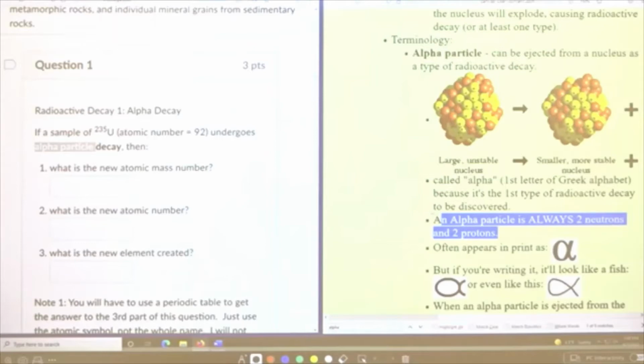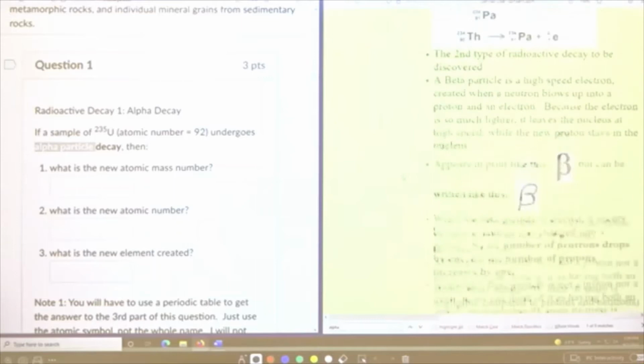What that tells us is that when alpha particle decay occurs, it results in the ejection from the nucleus of a particle with 2 protons and 2 neutrons. And when that particle is ejected, of course, the number of protons and neutrons in the nucleus drops by 2 each. So there's a total of 4 particles being removed from the nucleus, 2 of which are protons.